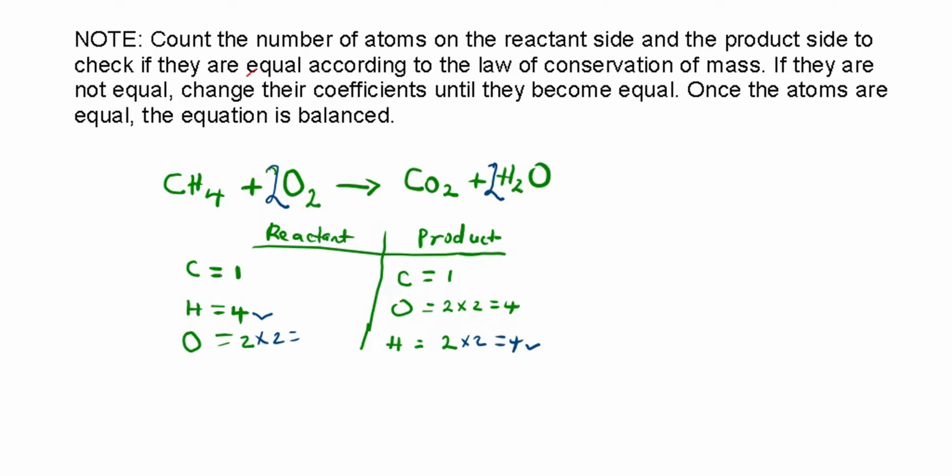Now let's count again. Carbon is 1 here in the reactant side, correct? 1 here in the product side, correct. Oxygen is 4 here in the reactant side, correct? 4 here in the product side, correct. Hydrogen, 4 here in the reactant side, 4 here in the product side. So that means this equation is balanced.